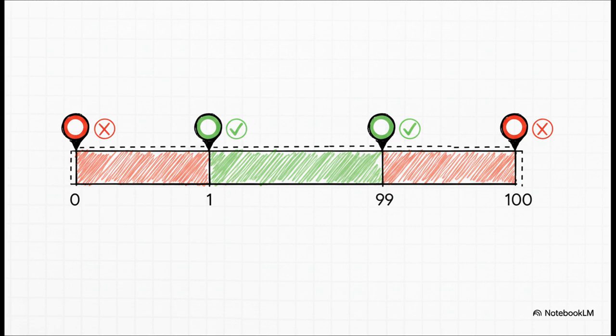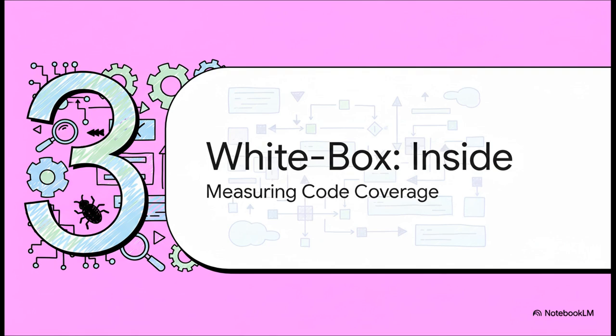That's smart testing. Now let's switch lenses. Let's peek inside the box. With white box testing, our goal isn't just about checking the output. We want to be sure our tests are actually making the code do what it's supposed to do, running through all the different logic paths. And we measure this with something called code coverage.